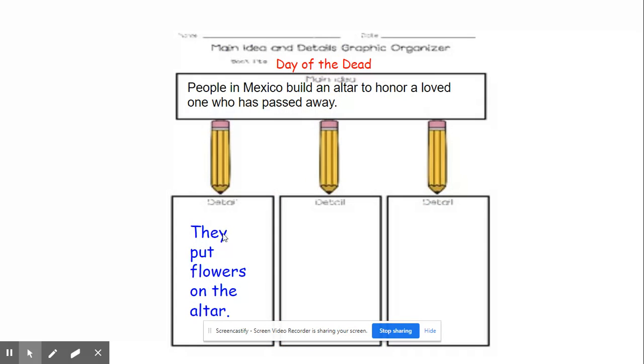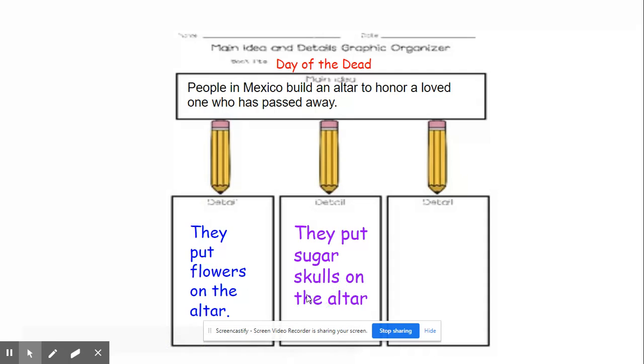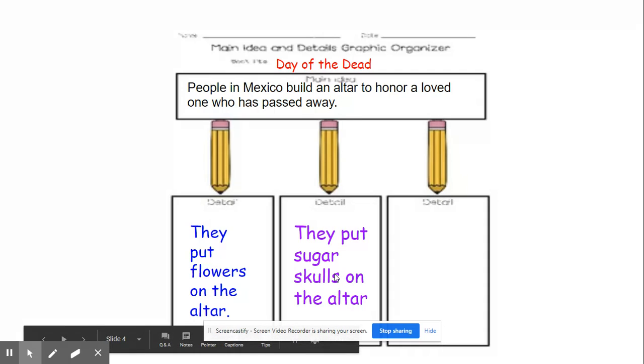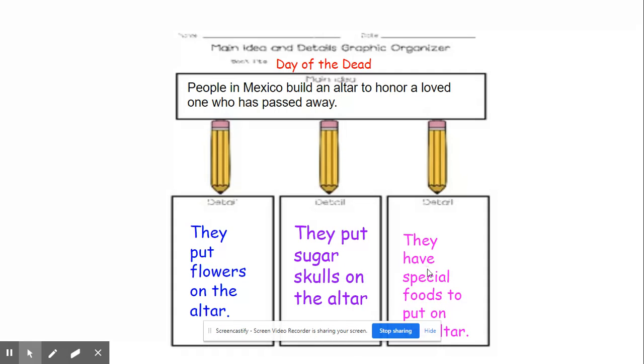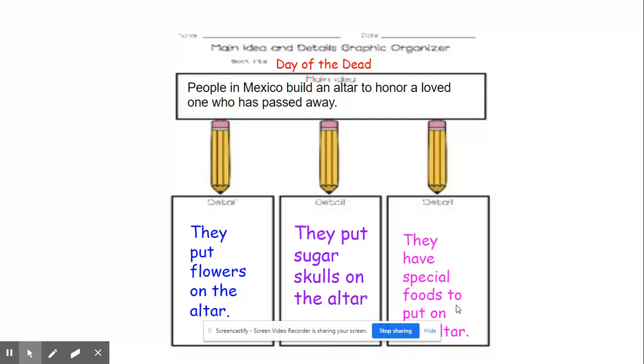One of the details we added to this is that they put flowers on the altar. So the altar is the main idea, and flowers are on the altar. They also put sugar skulls on the altar. That's another detail. That was in our picture, and it even was labeled. Another detail is that they have special foods put on the altar, and that was also labeled in that photograph.